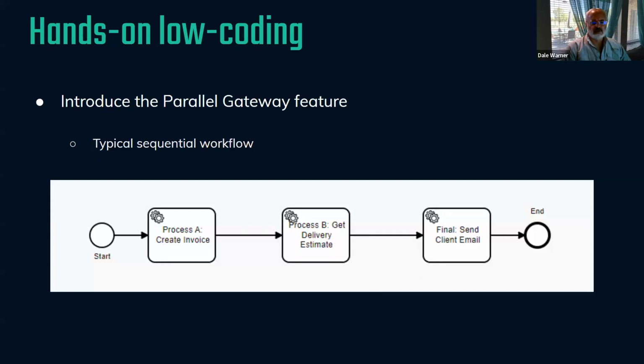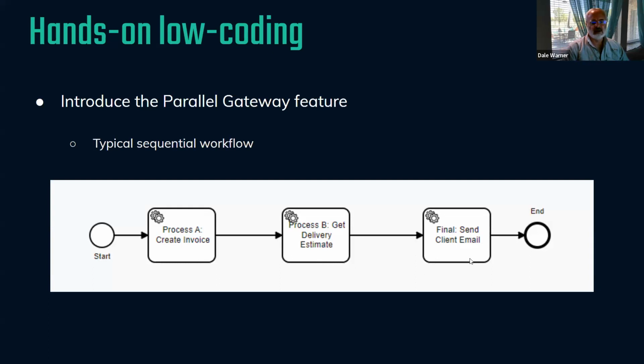Within workflows, this would be a typical workflow sequence. You have a start, and something that's going on. Maybe we're creating an invoice. After the invoice gets created, we are getting a delivery estimate. This would be a scenario where your site delivers products and lets people order things. So you create an invoice, get a delivery estimate, and then at the very end, you send them an email providing the invoice and the delivery estimate.